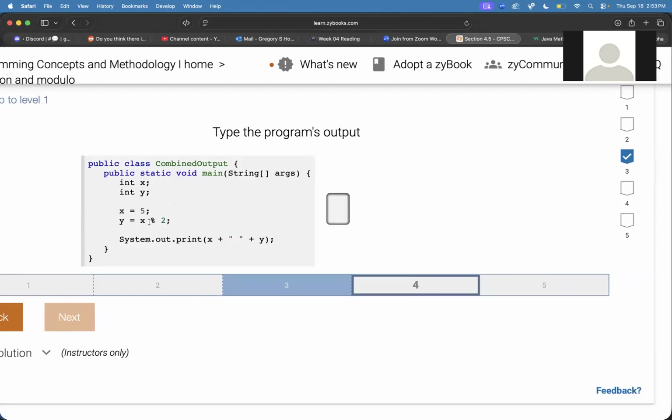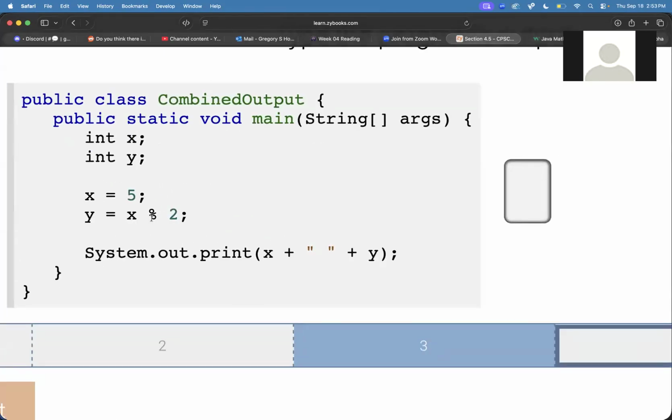Now, this one has a remainder, right? So the modulo is going to give you a remainder. So this one prints 5, right? Because it prints x, y. So it prints 5. And then we need to do 5 mod 2. So 2 goes into 5 2 times, but the remainder is 1.